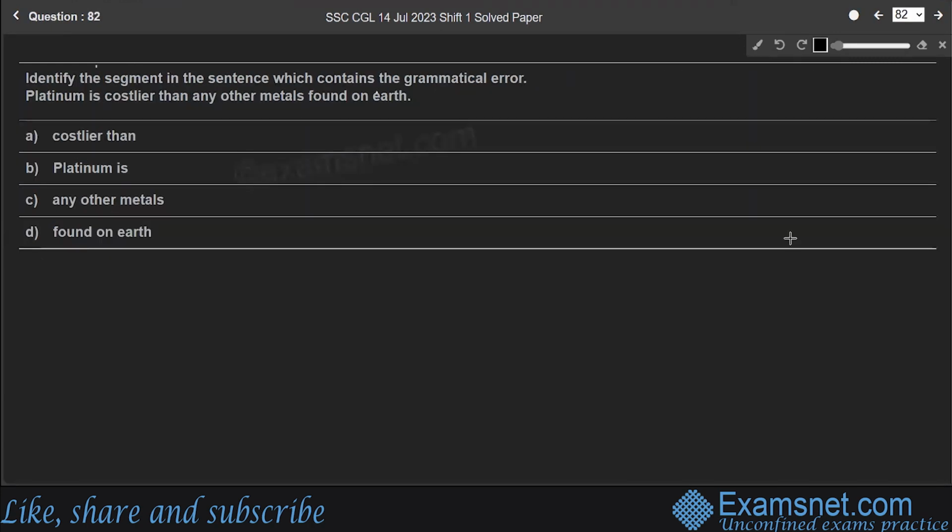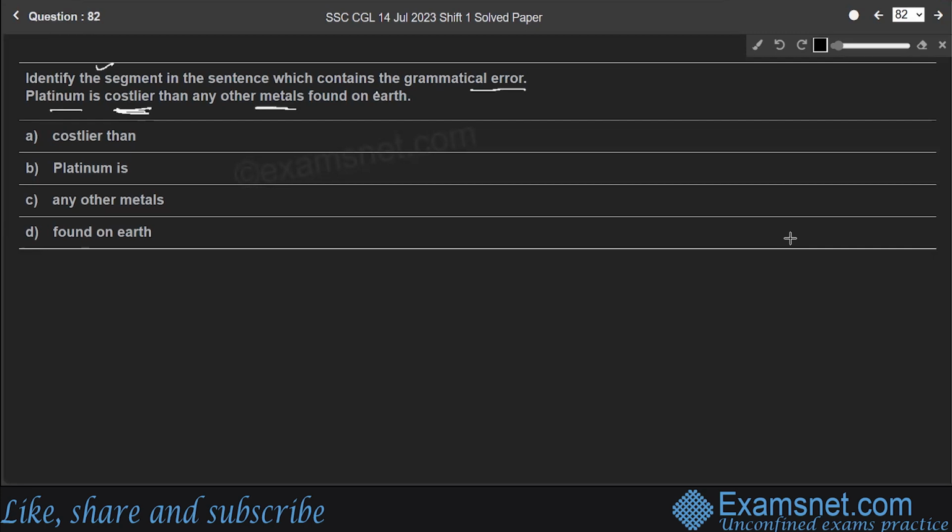Question 82. Identify the segment in the sentence which contains the grammatical error. Platinum is costlier than any other metals found on earth. Here, this word costlier is in comparative degree, right? So it is used only when we are comparing between two objects. So here we are comparing platinum with an object. Here, costlier than any other metal.